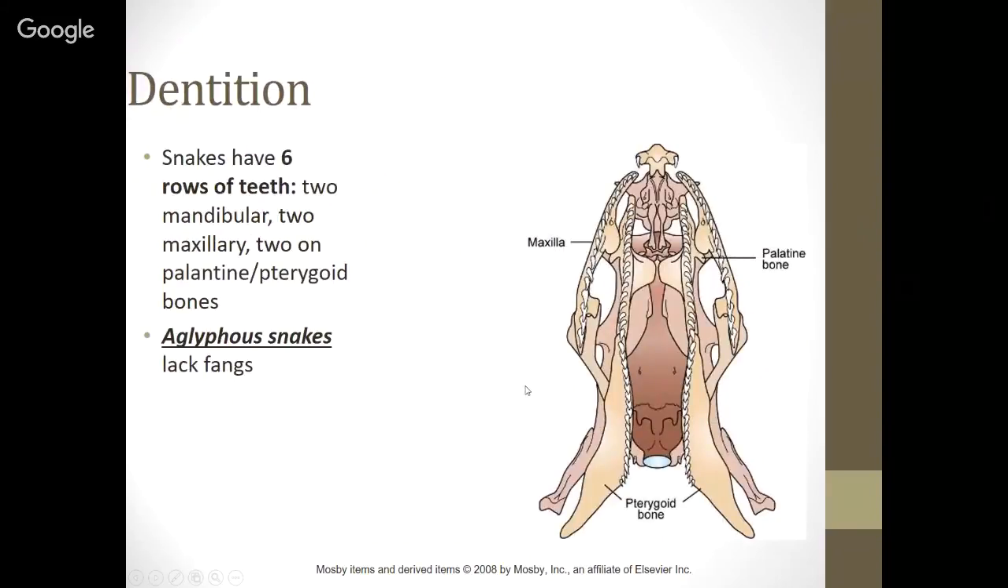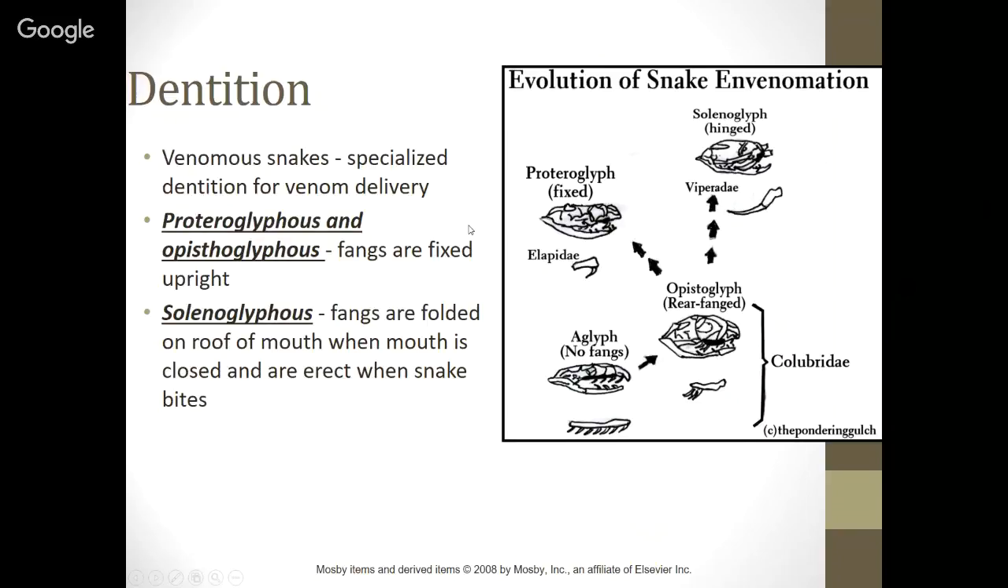Snakes have 6 rows of teeth, 2 mandibular, 2 maxillary, and 2 on the palatine pterygoid bones. 6 rows. There are aglyphous snakes that lack fangs. So not real fangs, but some canines. And those are mainly snakes that will squeeze their prey to kill them and then swallow them whole. Venomous snakes have very specialized dentition for venom delivery. There are proteroglyphous and opisthoglyphous fangs.